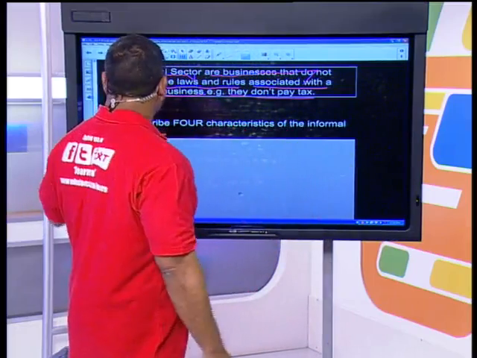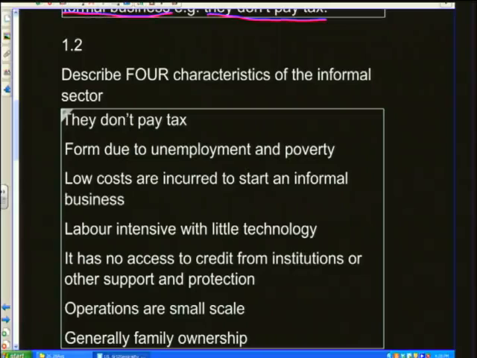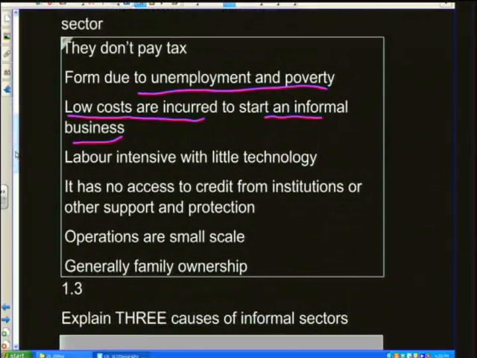Like for this one, describe 4 characteristics of the informal sector, and this is quite simple again. You know it. They form due to unemployment and poverty. All right. Low costs are incurred to start this informal business. You don't involve a lot of money. Okay. It's actually less. You can do it with whatever resources you have. It's labor intensive with little technology.